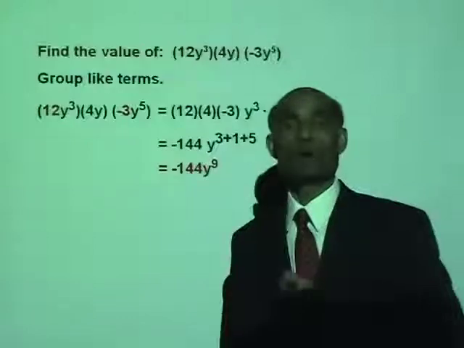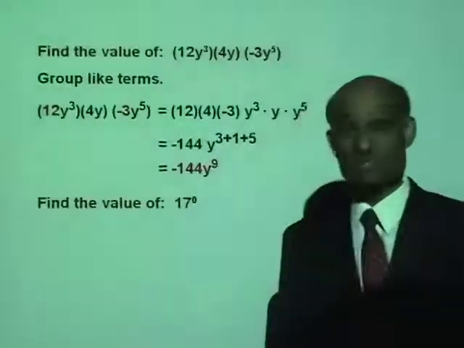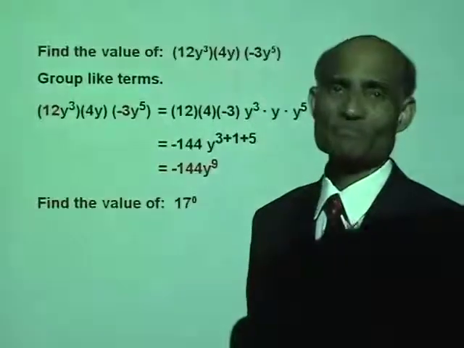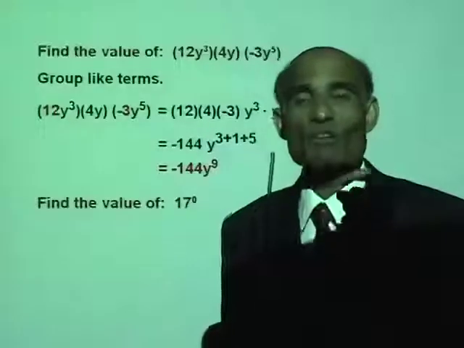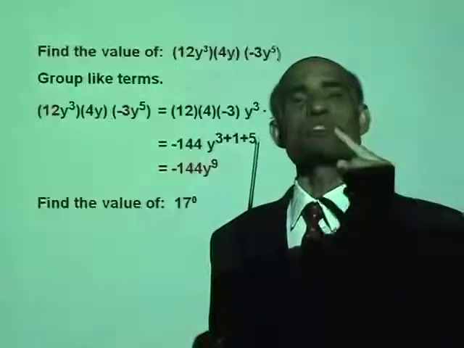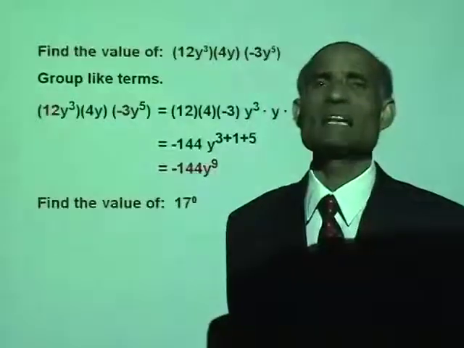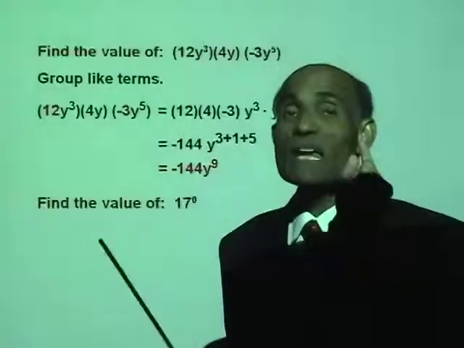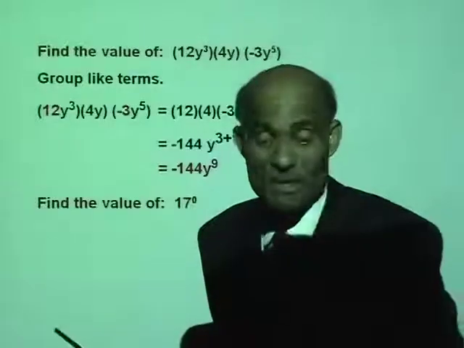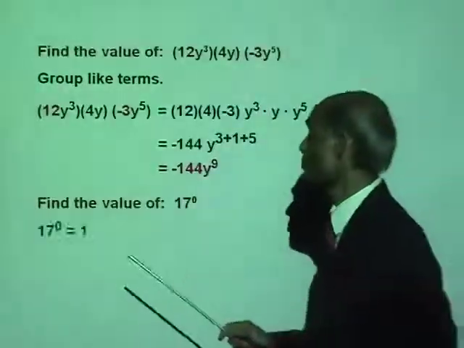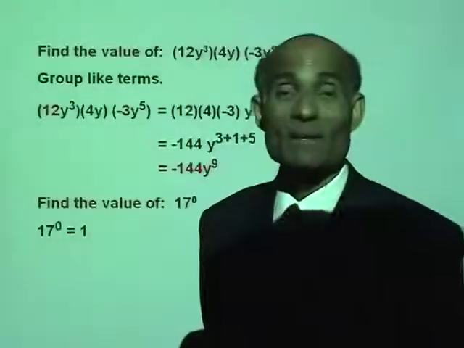Okay, let's move on to the next one. Find the value of 17 to the power of 0. In the next lesson, I will show you the meaning of raising a number to the power 0. But at the moment, I want you to just believe me when I say any number raised to the power 0 is 1. So 17 raised to the power 0 is 1.